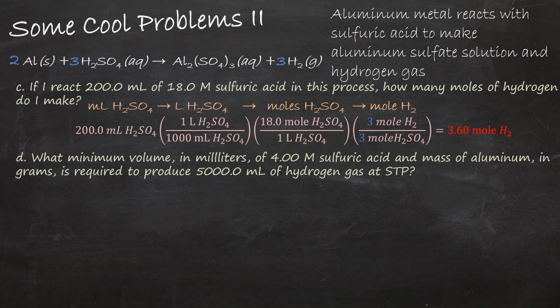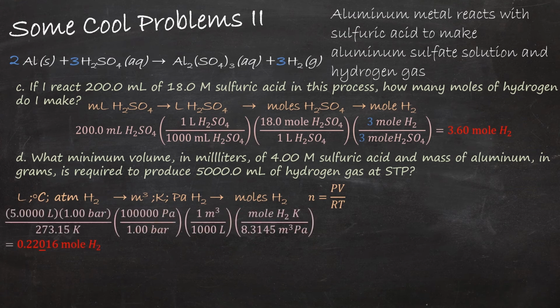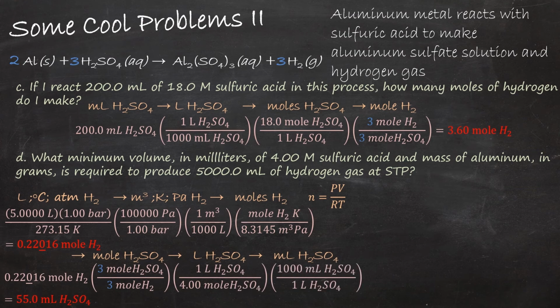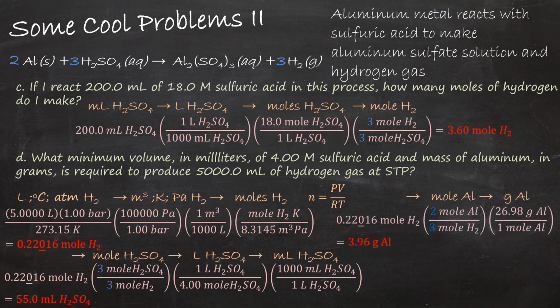Now, all we need to do is turn our volume of hydrogen gas to liters, and then meters cubed, and then we're good to calculate the moles of the hydrogen using n equals PV divided by RT. Computing this, we find we have made 0.220 moles of hydrogen gas. From here, it's rather straightforward to calculate the moles of sulfuric acid and milliliters of sulfuric acid required to make this much hydrogen, as well as moles of aluminum and mass of aluminum we would need to make the hydrogen.